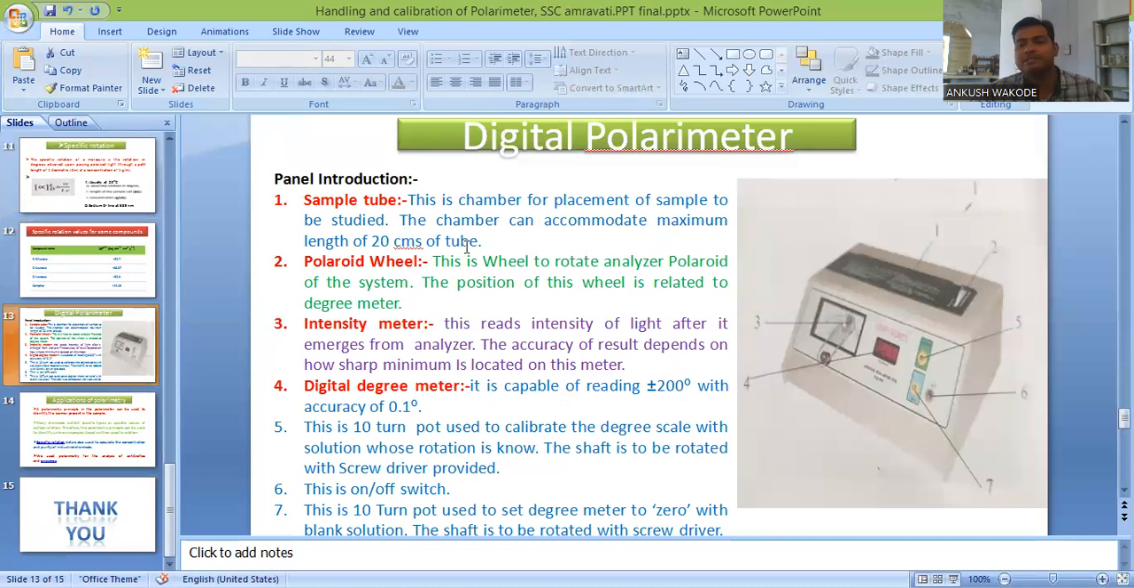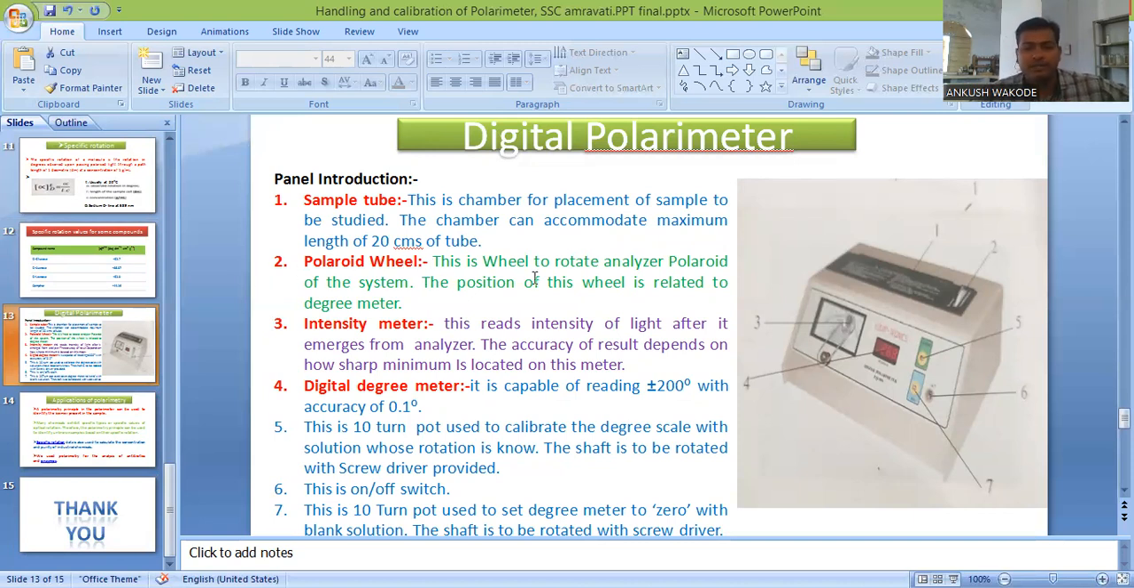So, what kind of panels are present in these digital polarimeters? I have taken this digital polarimeter, which is made of electronics. It is a digital polarimeter of model number 801, and the first panel is the sample tube. This is the chamber for the placement of the sample to be studied. The chamber can accommodate a maximum tube length of 20 centimeters. Along with the 20 centimeter sample tube, a 10 centimeter sample tube is also present, and we can use either sample tube for your experiment as per your requirement.